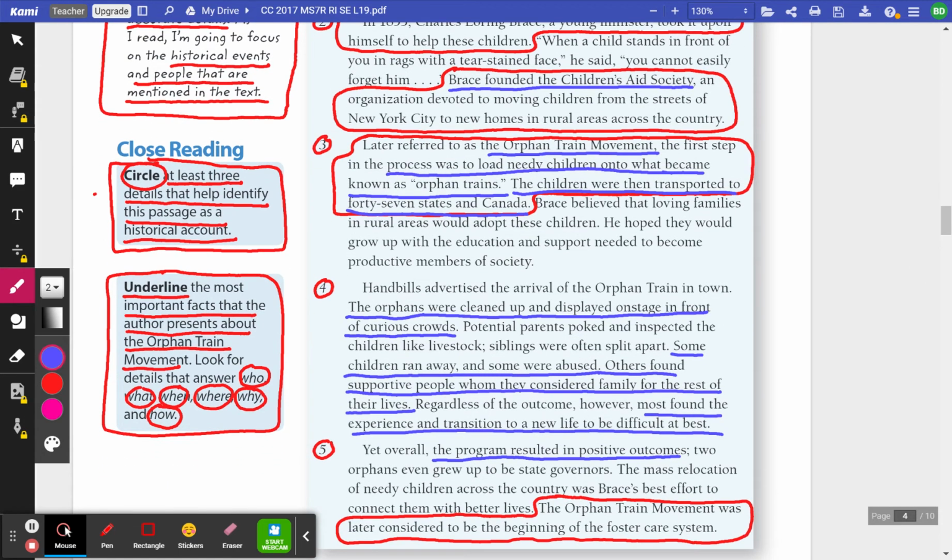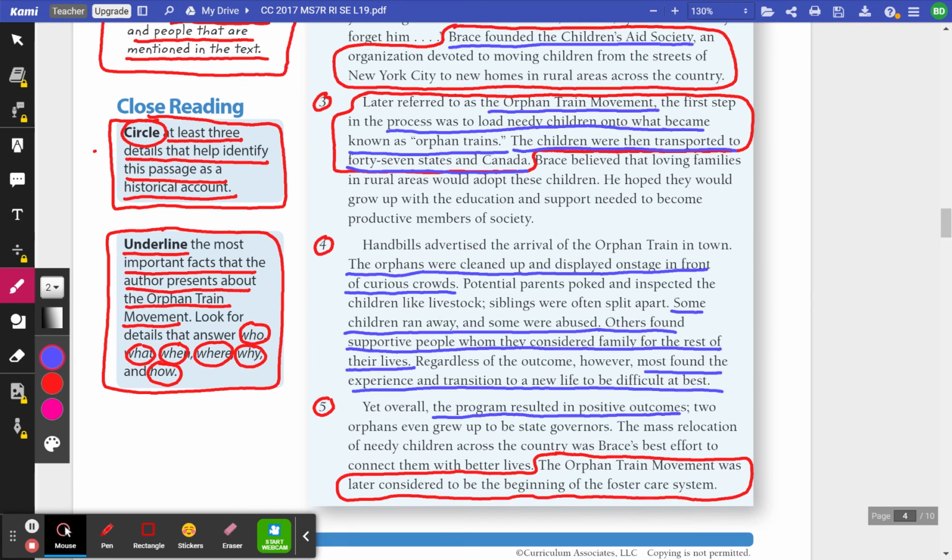So it's an important historical fact as well. The next thing I underlined was in paragraph 3, which is the orphan train movement. So the orphan train movement is what this whole passage is about, really. So it's important, so I underlined it. And I also underlined where it talks about the process of what happened with the orphan train movement. So the process was to load needy children onto what became known as orphan trains. The children were transported to 47 states and Canada. So this one tells me what, where, and why. So this is very important. I know I already circled that, but it still has those important details that I needed to underline.